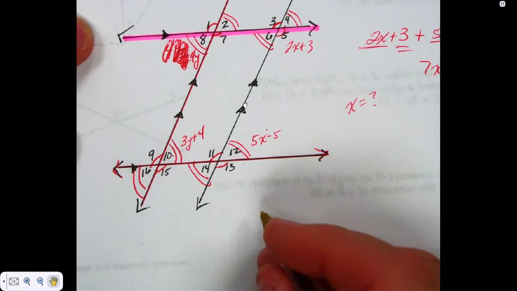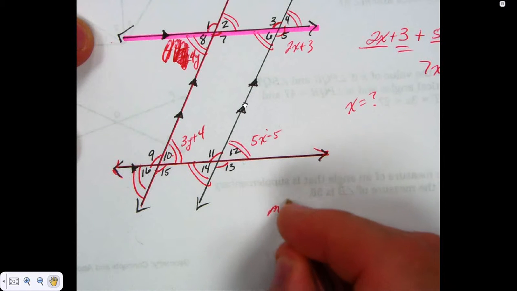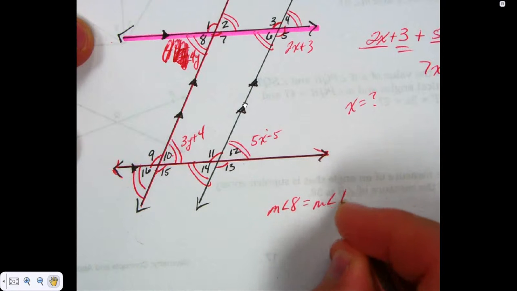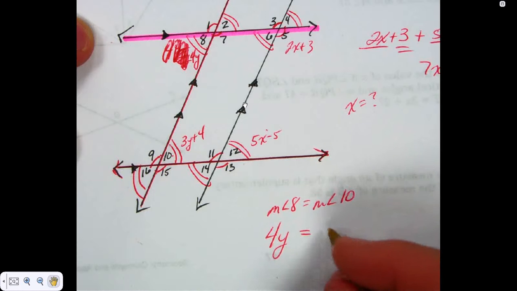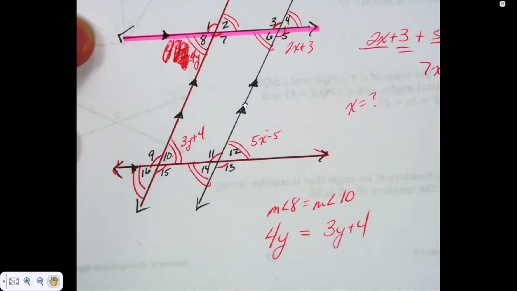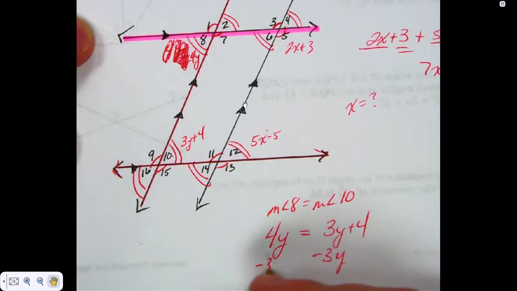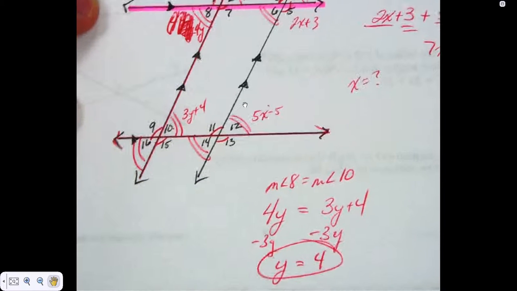Tell me my equation. The measure of angle 8 is equal to the measure of angle 10, correct. What is the measure of angle 8? What did I say it was? 4y. What's the measure of angle 10? 3y plus 4. So what do I do? Subtract 3y from this side and get y equals 4. That's all you do, right?